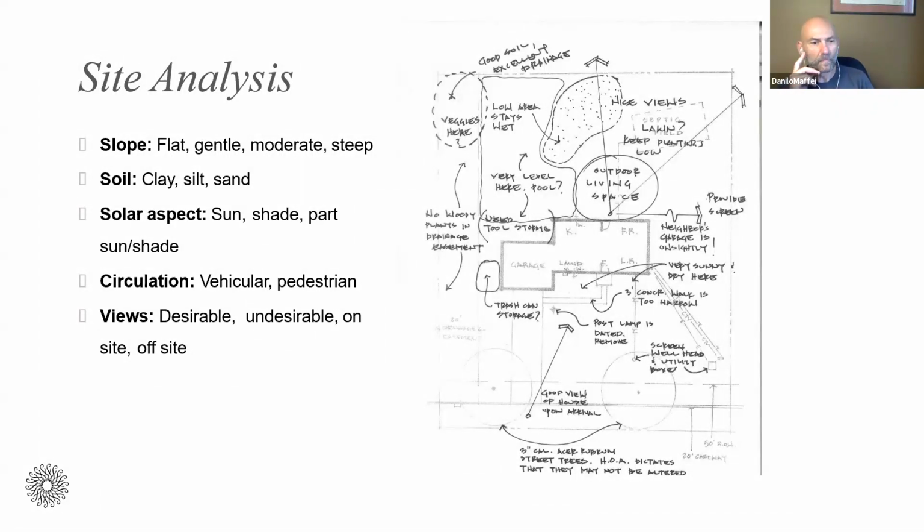Good question. Thank you. So thinking about circulation, where will people be? Where will vehicles be? Where might we want to make sure that we're having clear access?